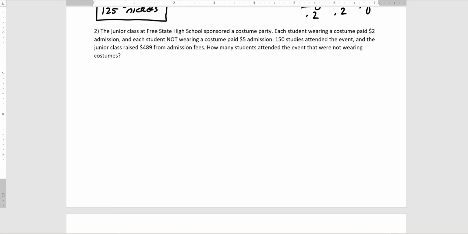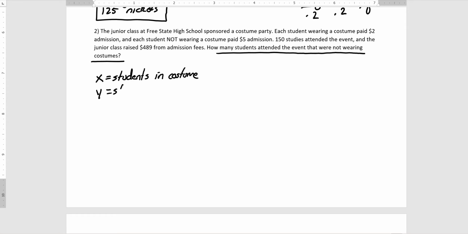So first thing, identify what they're asking. How many students attending the event were not wearing costumes? Excellent. Okay, so they're not asking both, they're just asking not wearing costumes. So now let's define some variables here and set up some systems of equations. So let's say X is students in costume, and Y is students without costume.